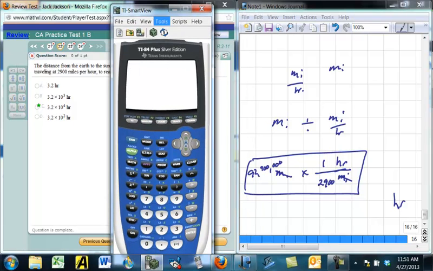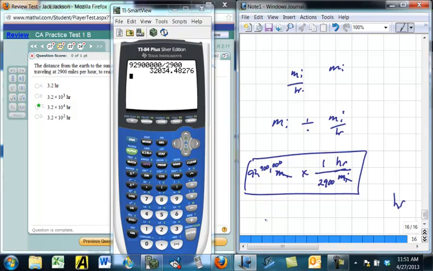Let's see here. 92,900,000, should be a total of 5 zeros. Okay, and then we're multiplying by 1, which you don't have to do on the calculator, but we just divide by 2,900. And that's 32,034.48276 hours, or about 32,000, which would be about 3.2, and then count 1, 2, 3, 4, so it's times 10 to the 4th hours.